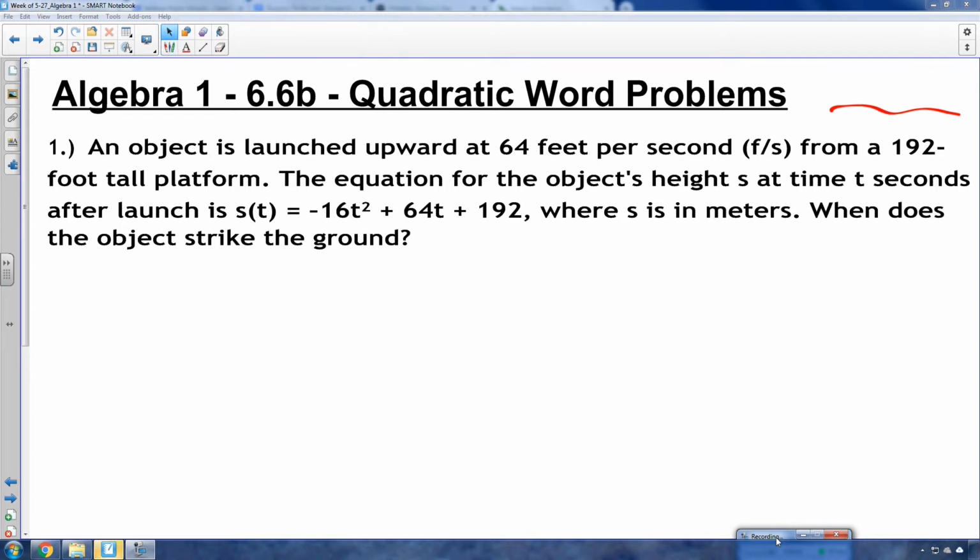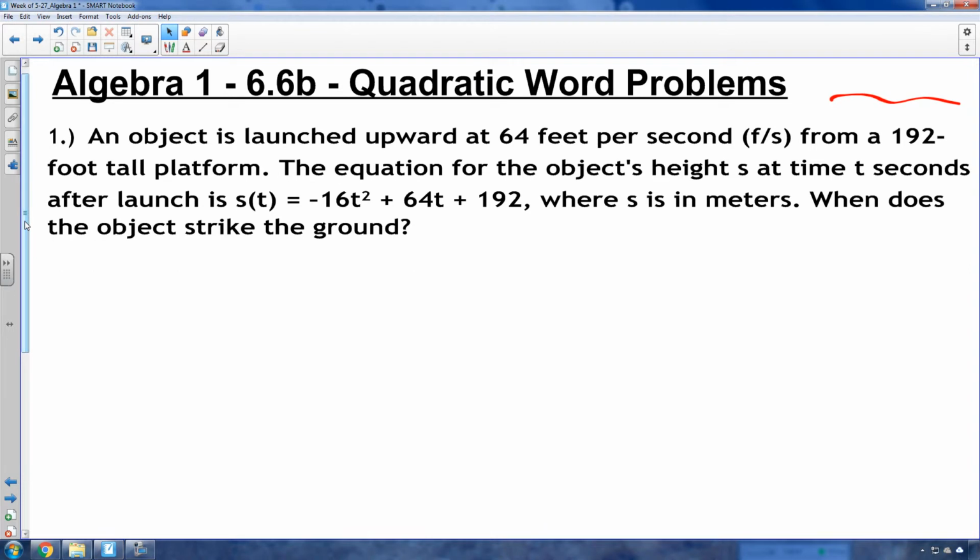So let's think about this problem for a second. We've got an object that's launched upward at 64 feet per second. I just want to draw your attention: this is the velocity that it's thrown up at, and they put it into the equation for you. They wanted you to know that it's 192 feet. So your starting point, your S, is 192 feet. They put that into the equation for you as well. And that negative 16 represents half of gravity.